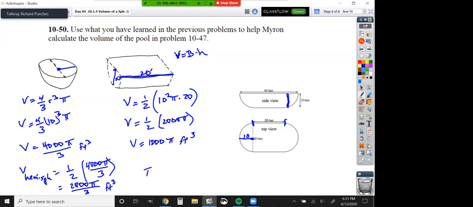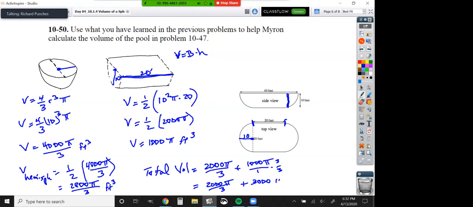So the total volume of this pool is going to be what we get if we take 2,000 pi over 3 from the hemisphere plus 1,000 pi. That's going to be 2,000 pi over 3 plus, if I get a common denominator, I could triple these, 3,000 pi over 3. So I know that that's going to be 5,000 pi over 3 cubic feet. This is the total volume of that pool.